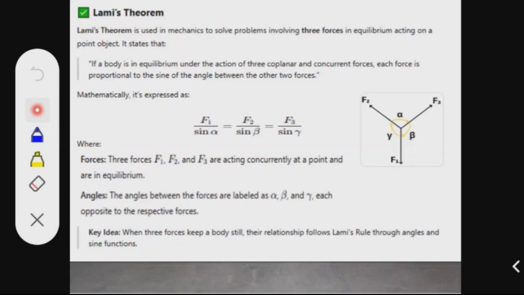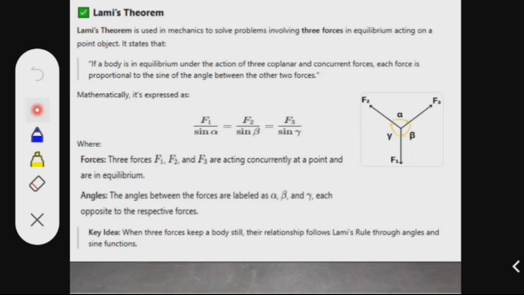So now let's head on to the key idea. When three forces keep a body still, their relationship follows Lami's theorem through angles and sine functions.